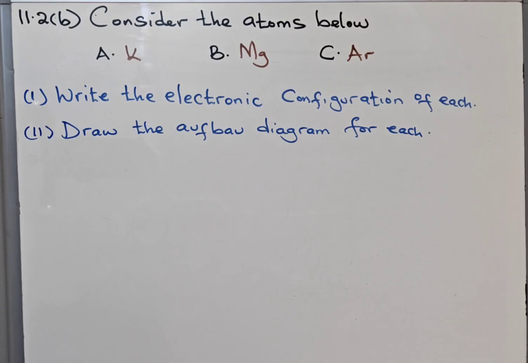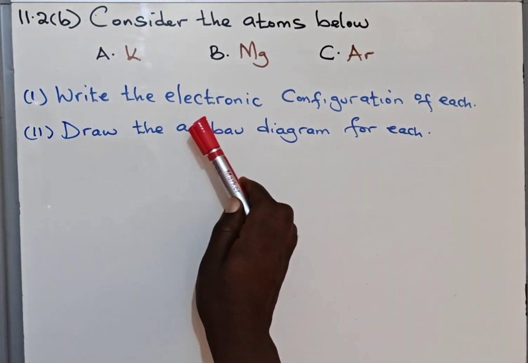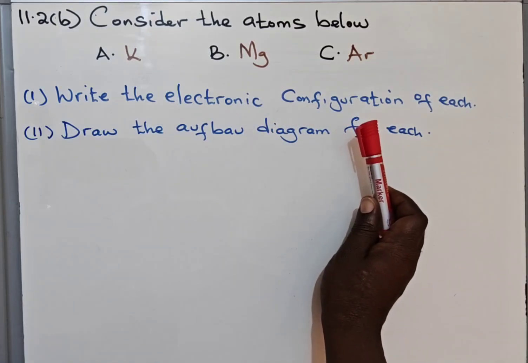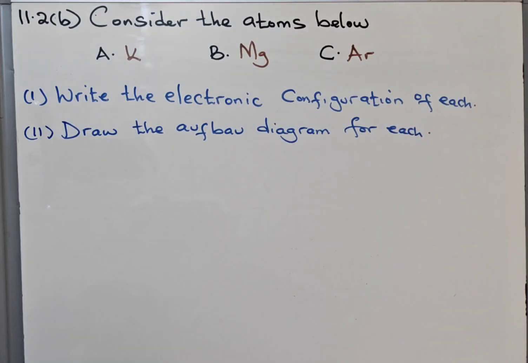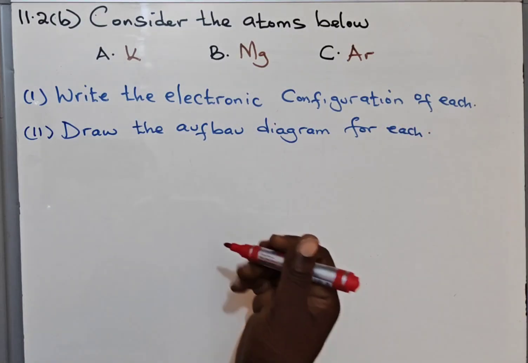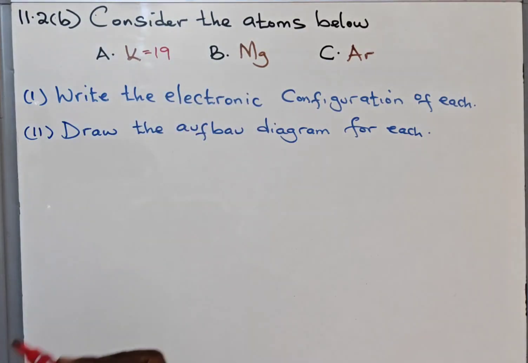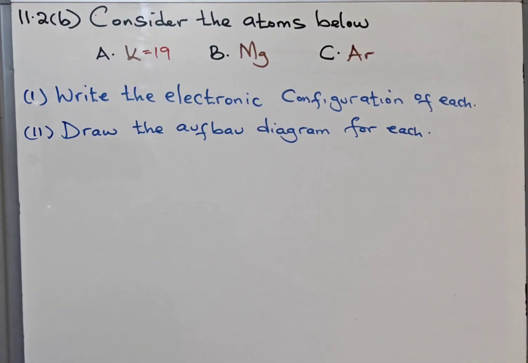You have to know that electronic configuration is derived from the atomic number, the number of protons, which must be equal to the number of electrons inside the atom. In this case, potassium has 19 as the atomic number, implying it has 19 protons, and so it has 19 electrons to distribute.